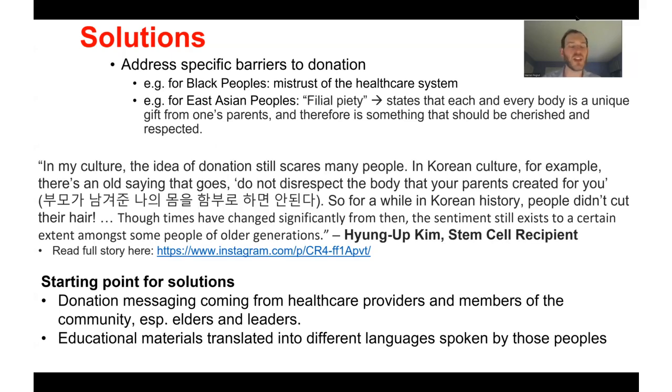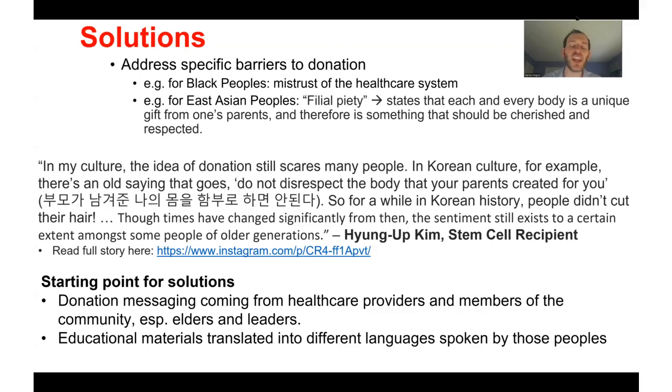In Korean culture, for example, there's an old saying that goes, do not disrespect the body that your parents created for you. So for a while in Korean history, people didn't cut their hair. Though times have changed significantly from then, the sentiment still exists to a certain extent amongst some people of older generations. With respect to solutions for this barrier, it's important, again, that donation messaging come from members of the community, in particular, elders and leaders of the community.